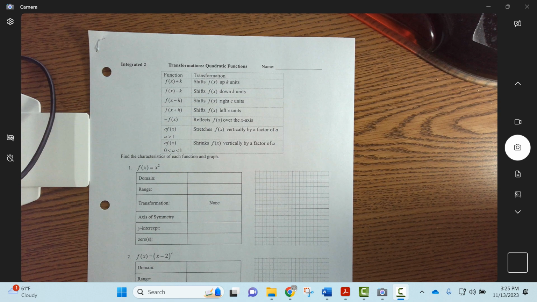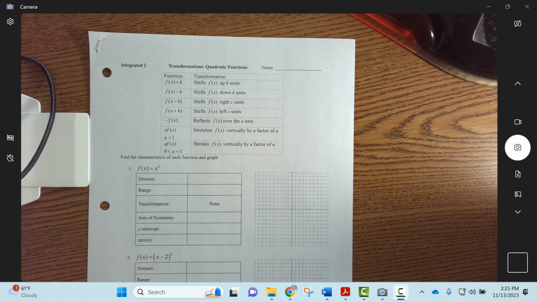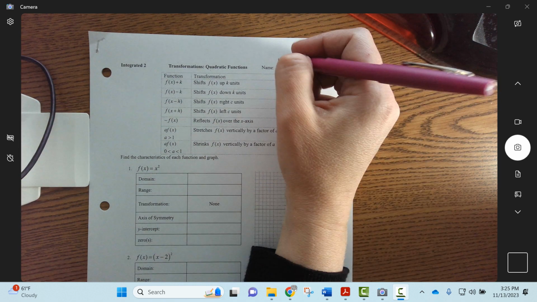This is Mrs. Dinkelman, and this is me going over the notes for Tuesday, November 14th, since I am gone for a meeting. We're doing something really similar to yesterday, except we're going back to the x squared graph to see if we can shift it kind of quickly rather than identifying a whole lot on there.